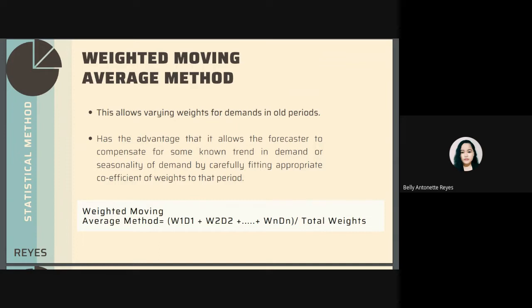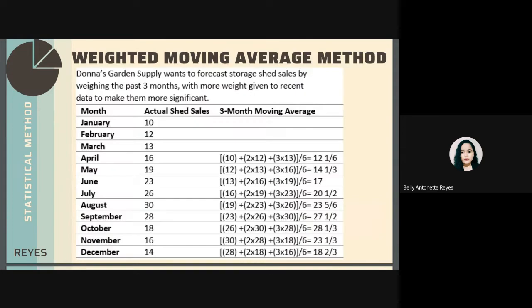Hence, we have the formula: weighted moving average is equal to the summation of weight 1 multiplied by demand 1, plus weight 2 multiplied by demand 2, until weight sub n, demand sub n, and the total will be divided by the total weights. Next slide, please.